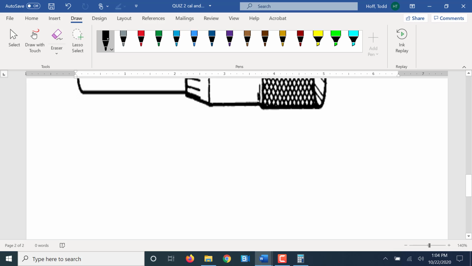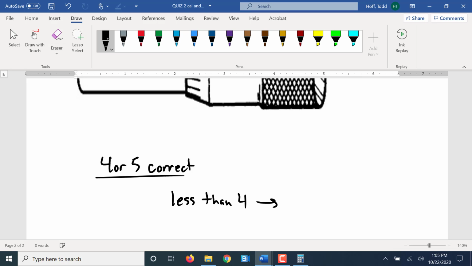So once again on the quiz, if you have 4 or more, in other words, 4 or 5 correct, you are good. If you had less than 4, you need to go back and review a little bit and repeat this quiz.